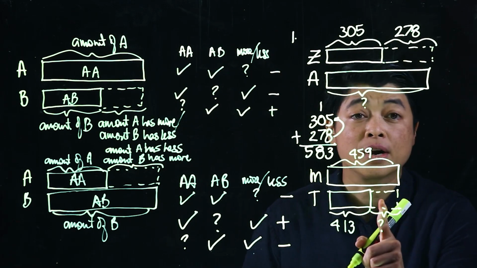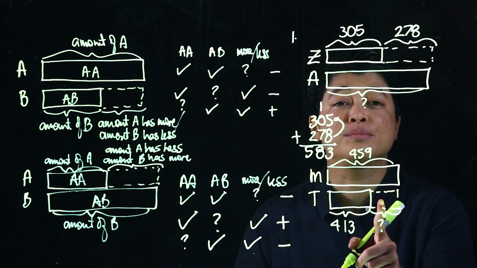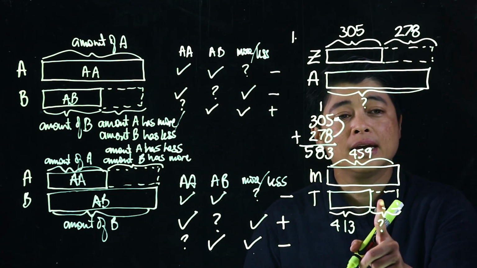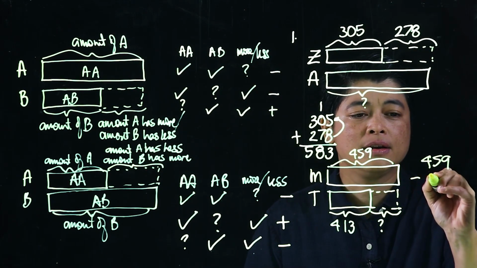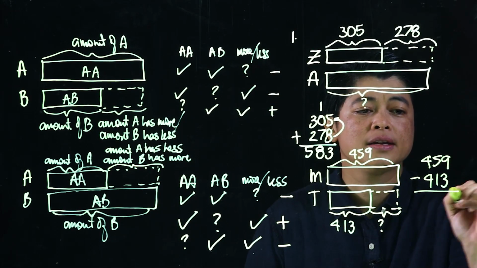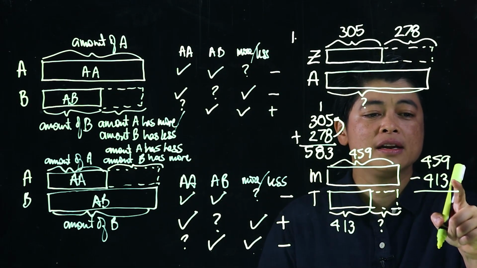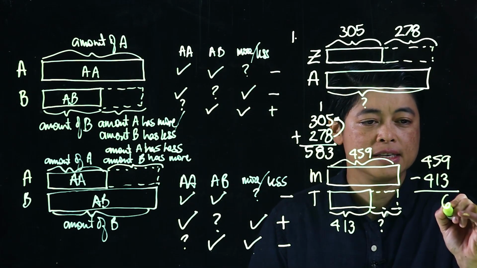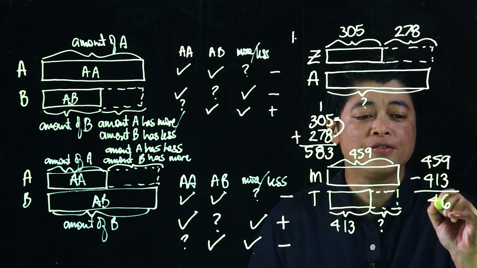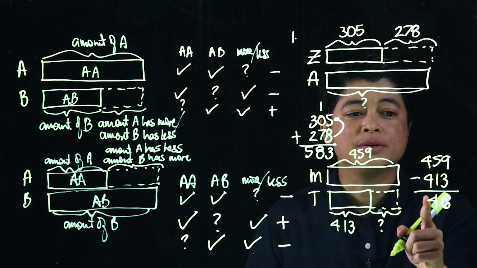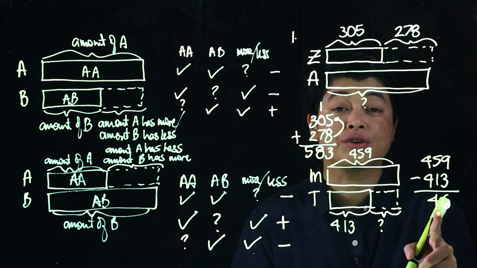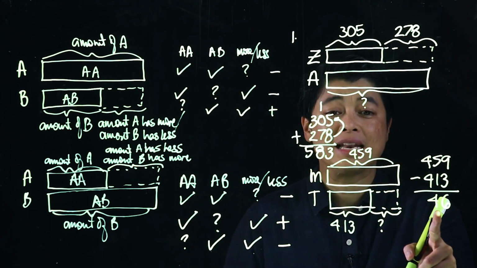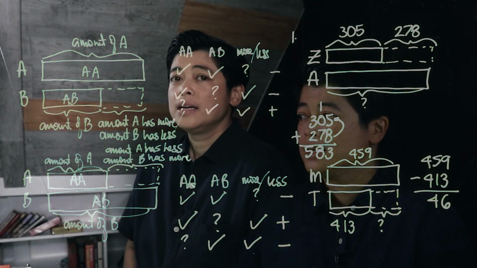Since a part is missing, that will be a subtraction problem. Again, this will be 459 minus 413. So 9 minus 3 is 6. 5 minus 1 is 4, and this is 0. So clearly 46 more children went to the library on Monday than on Tuesday.